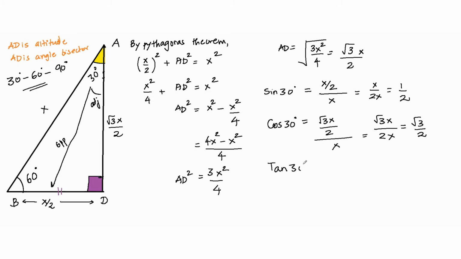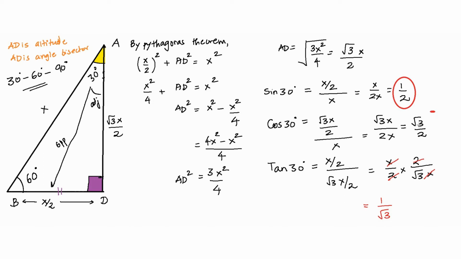Similarly, let's find tan 30. Tan is opposite, that is x by 2, divided by the adjacent, which is root 3x by 2. And therefore, this becomes x by 2 into 2 by root 3x. 2 cancels and x cancels. And therefore, the value of tan 30 is 1 by root 3. So we have found the trigonometric ratios of 30 degrees now using 1/2 of the equilateral triangle. These are the values, and now let us go ahead and fill these values in the trigonometric table that we had plotted earlier.